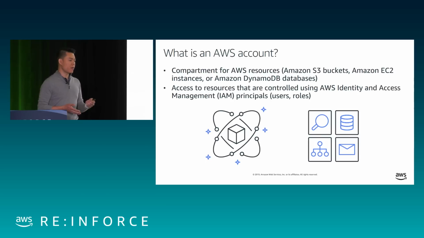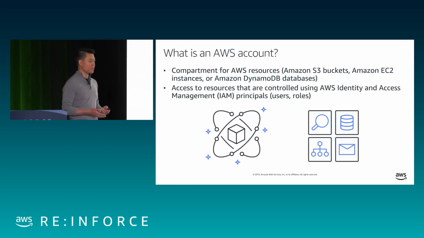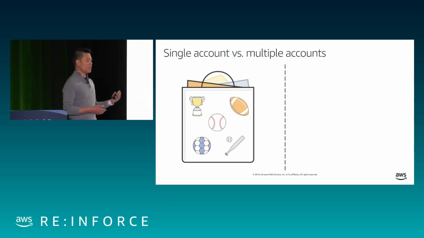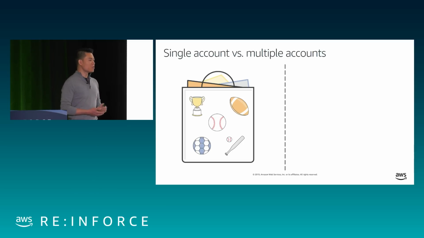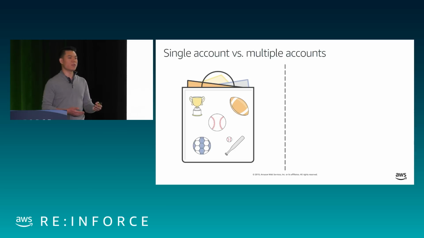And so how I describe using a single account environment versus multiple account environments is this. Say, for example, on the left side, I've got a container with sporting equipment in it. And so I've got my trophies, my football equipment, baseball equipment, and soccer. If I'm trying to look for all of my trophies, it's going to be really hard to find and retrieve them because I have to dig through all of the other sporting equipment that I have.